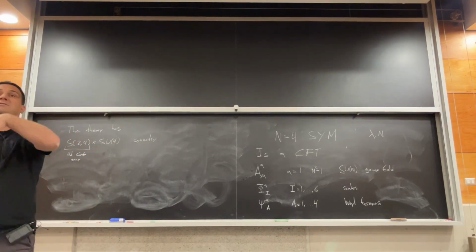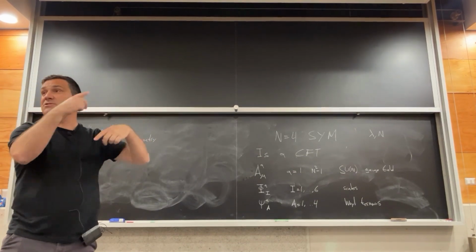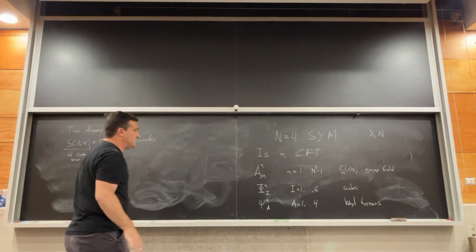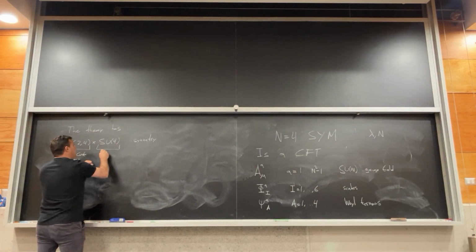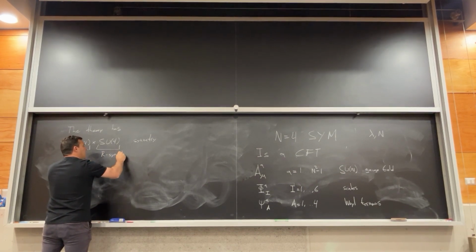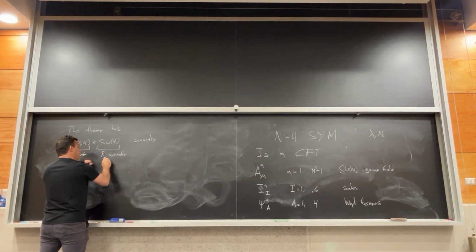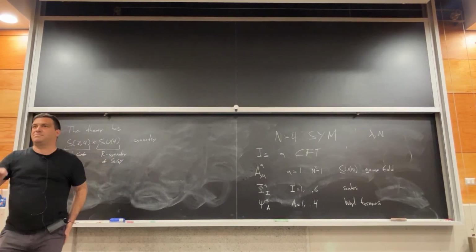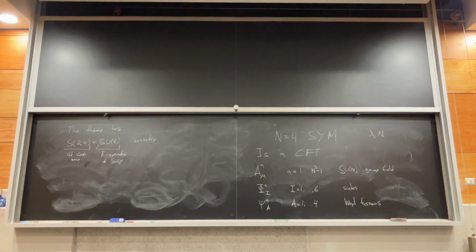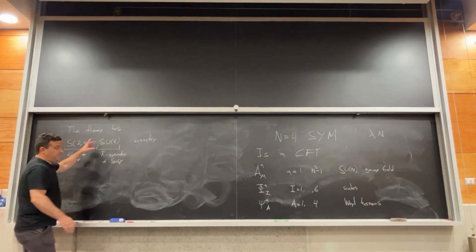So you get that symmetry. You can rotate the scalars among themselves. You can rotate the fermions amongst themselves. And it's invariant. And this, of course, is the R symmetry of the supersymmetry algebra. I'm not going to go over the supersymmetry, but those of you who have seen it will recognize it.